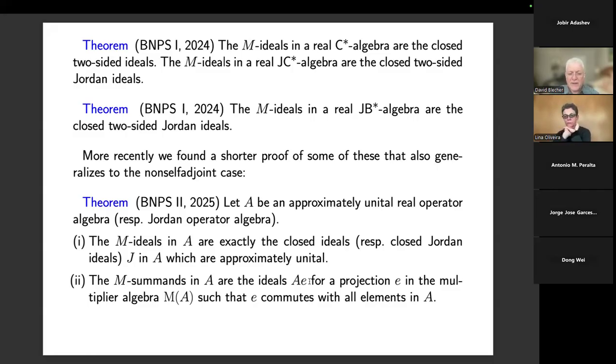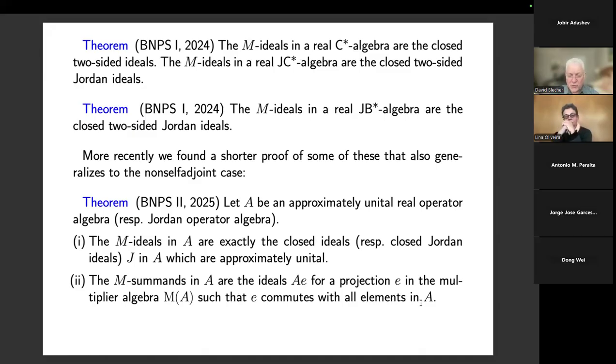And then the M summands in A are the principal ideals, which I was talking about a little while back. They are the ideals AE for a projection E in the multiplier algebra M of A, such that E commutes with all elements in A.